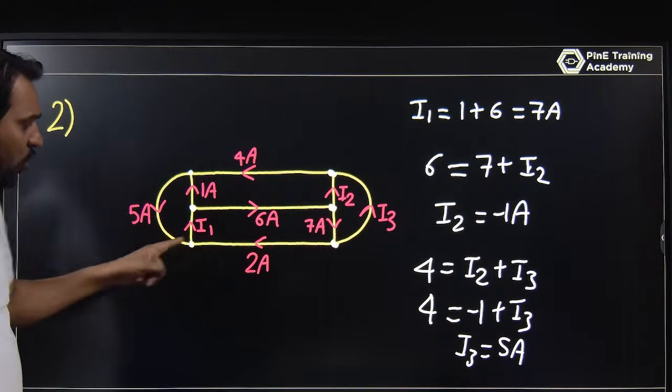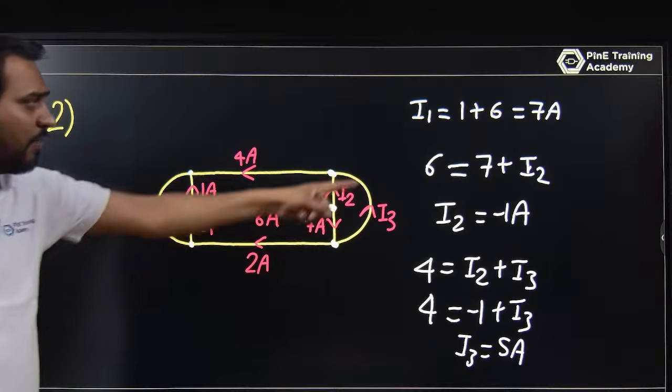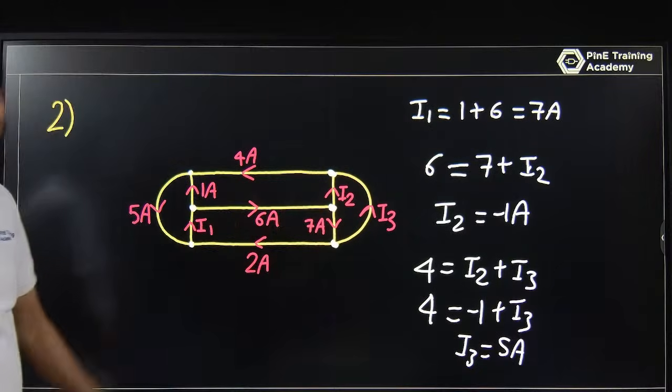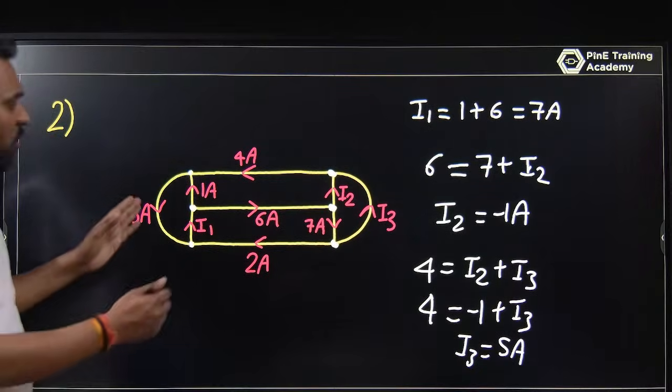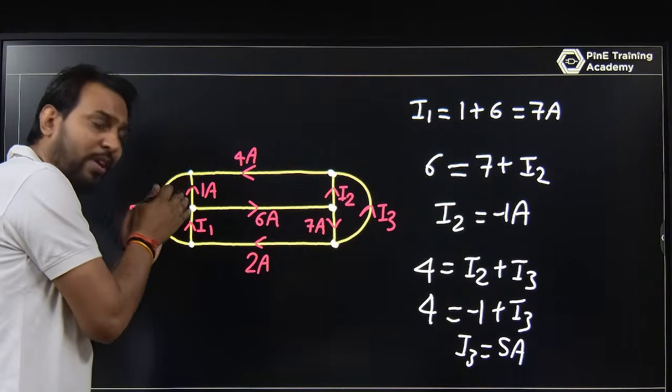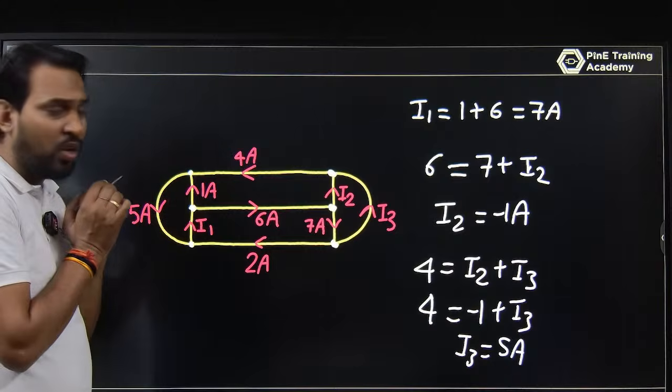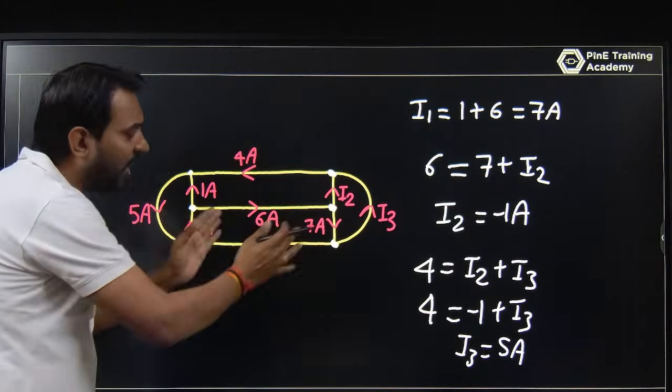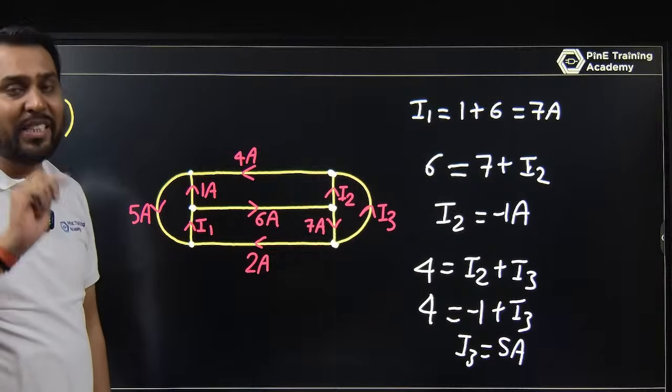5 is entering, 2 is entering, I1 is leaving. 5 plus 2 is 7. That is, I1 is 7 ampere. You can check it. So there is not only this node. If I am assuming this node, there is not the only way you can solve the KCL at this node. You can solve by the different node also. But the answer is correct.